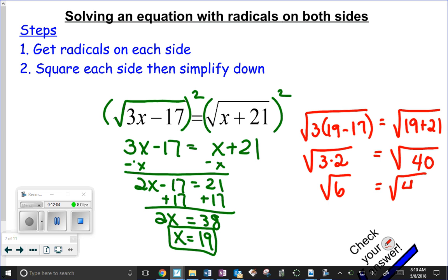Would that work? Is the square root of 6 equal to the square root of 40? Even if I break this down into 4 times 10, it would be 2 radical 10. Did I do something wrong? Why don't you have to multiply 19 by 3 before you subtract 17?